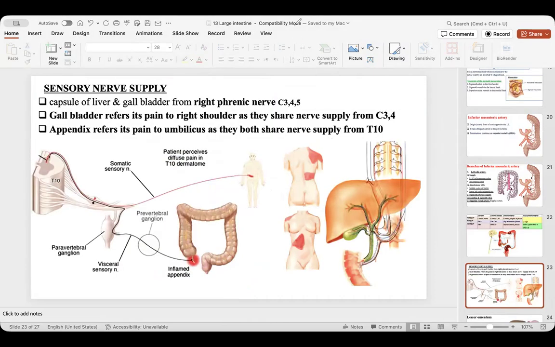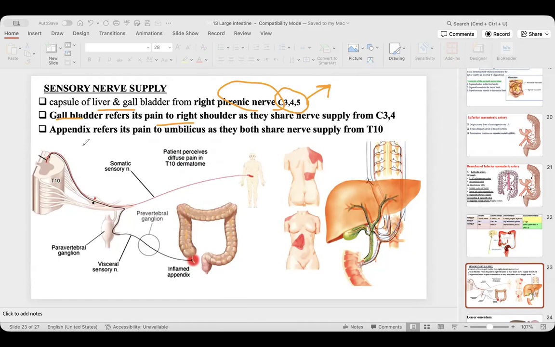We have what is called sensory nerve supplying some specific parts of the GIT, and these parts have radiating pain, like the liver and the gallbladder, supplied from the right phrenic nerve. What is the origin of the right phrenic? C3, 4 and 5. So any inflammation of the gallbladder radiates into the right shoulder and right neck. Why? Because the nerve supply is the right phrenic nerve, and its origin is cervical nerve 3, 4 and 5.